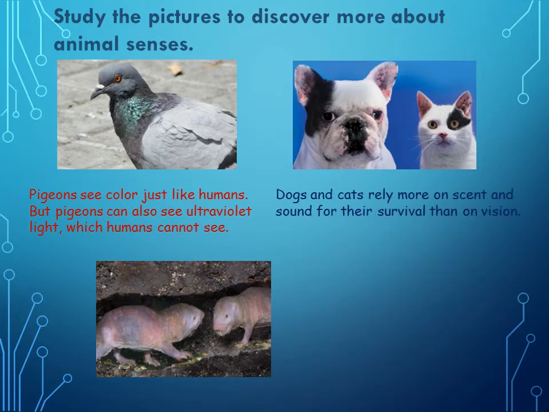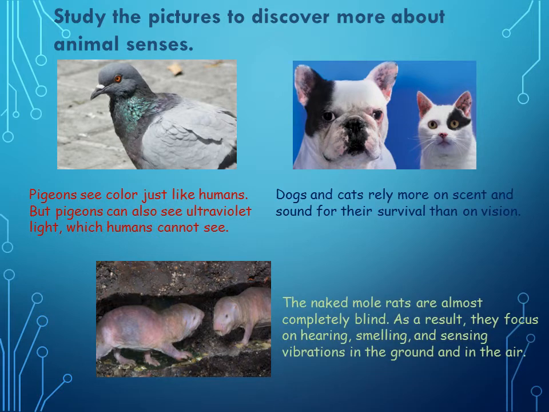Next we have dogs and cats. Dogs and cats rely more on scent and sound for their survival than on vision. However, because their eyes are placed somewhat on the sides of their faces, dogs and cats have a wider field of vision than humans. And look at this mole. The naked mole rats are almost completely blind. As a result, they focus on hearing, smelling, and sensing vibrations in the ground and in the air. This helps them navigate through their environment.